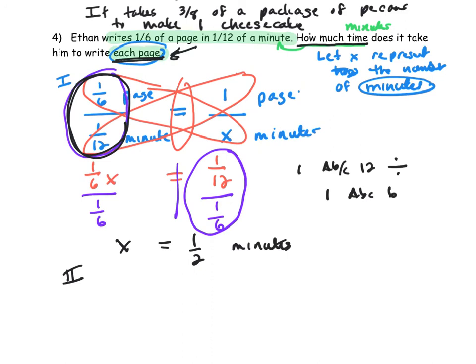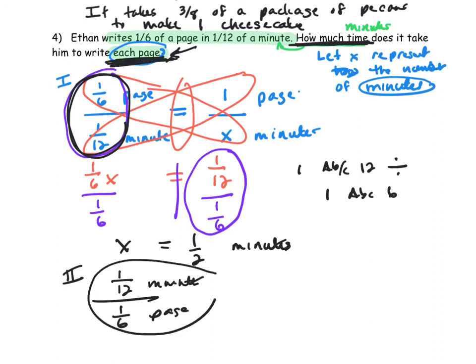That would mean that if I were going to do this particular problem the shortcut way, I'd have to start with the minutes being divided by the page, because that's the order they gave the question. They ask how much time, that comes first, for each page. So if I'm going to do the shortcut way, I have to really pay attention to the way they ask the question.